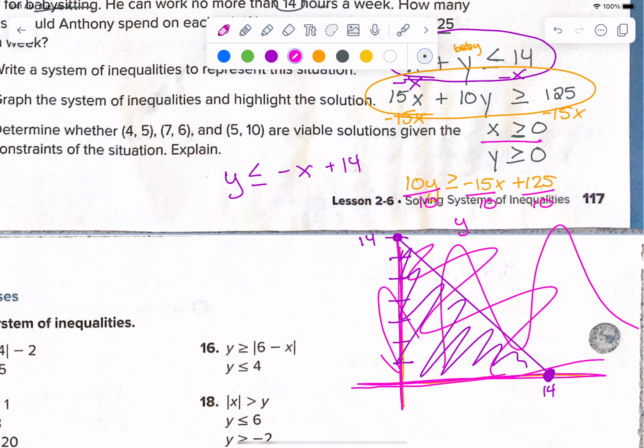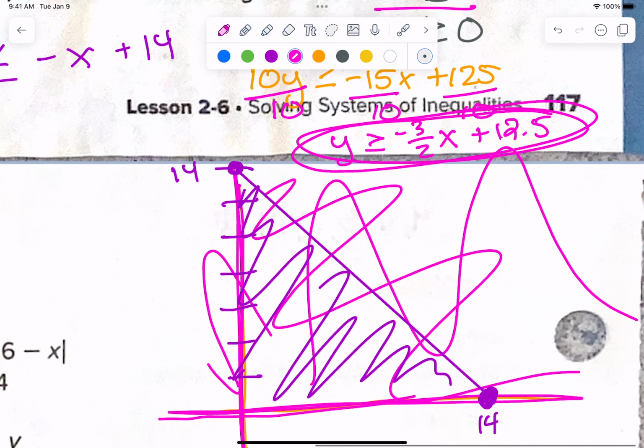So y is greater than or equal to, let's reduce it. Negative 3 halves. Yes. 15 and 10, I can divide by 5, so that's negative 3 over 2 x. And what's 125 divided by 10? 12.5. Okay, do you see where I'm at here? Right here in this equation? All right, so I'm going to start at 12.5. 12.5 is like here-ish. Really close.